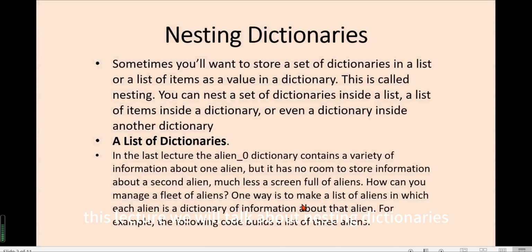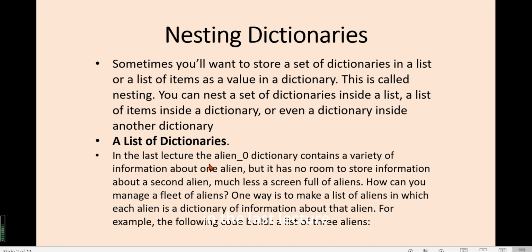In this lecture, we will talk about nesting dictionaries. Sometimes you want to store a set of dictionaries in a list, or a list of items as a value in a dictionary. This is called nesting. You can nest a set of dictionaries inside a list, a list of items inside a dictionary, or even a dictionary inside another dictionary. So first, we talk about a list of dictionaries.